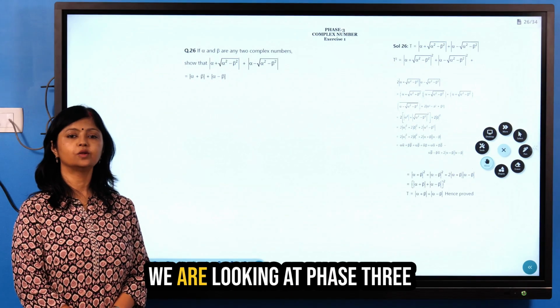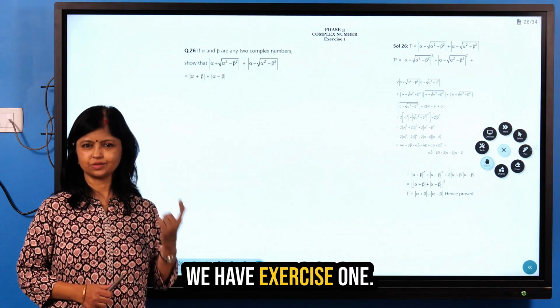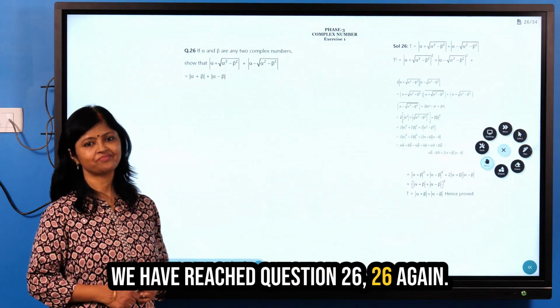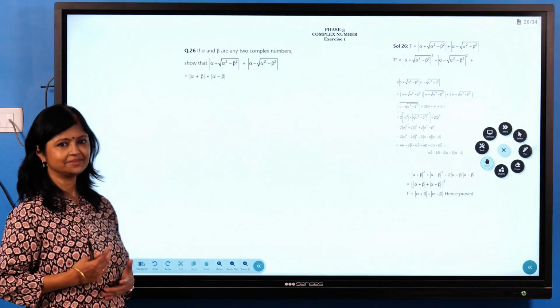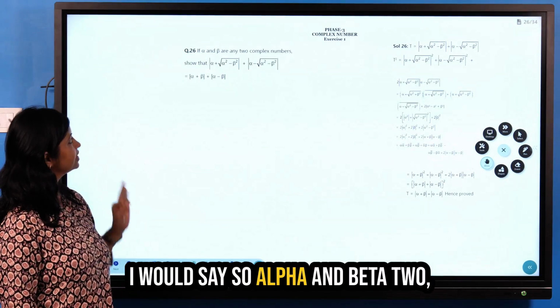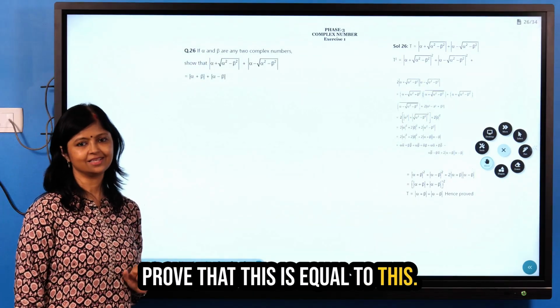Hello everyone. We are looking at phase 3, chapter complex number. We have exercise 1. We have reached question 26. Again, not so good looking question, I would say. So, alpha and beta are two complex numbers and we have to prove that this is equal to this.